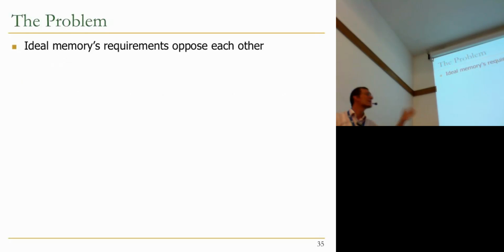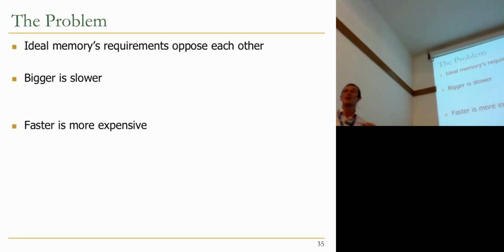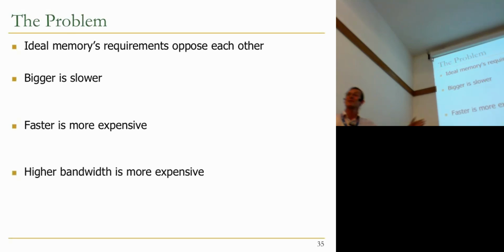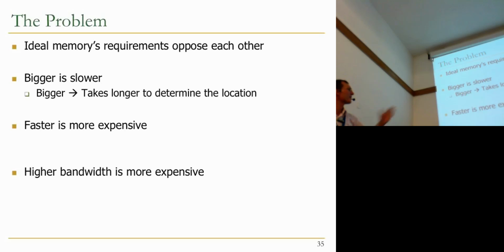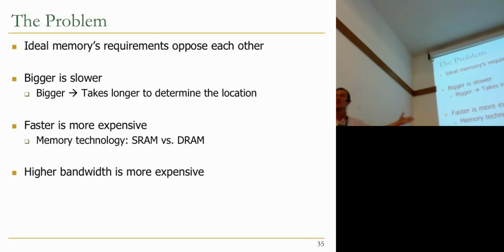The problem is, ideal memory's requirements oppose each other, and that's why we design different kinds of systems. Bigger is slower, and this is fundamental. Faster is more expensive, and higher bandwidth is also more expensive, although higher bandwidth is a little bit easier to achieve than faster. Bigger is slower because it takes longer to determine the location. Faster is usually dependent on the memory technology, and we'll see very briefly SRAM versus DRAM. I'm assuming that you all know all of this, so I'll go very quickly on some of these things.